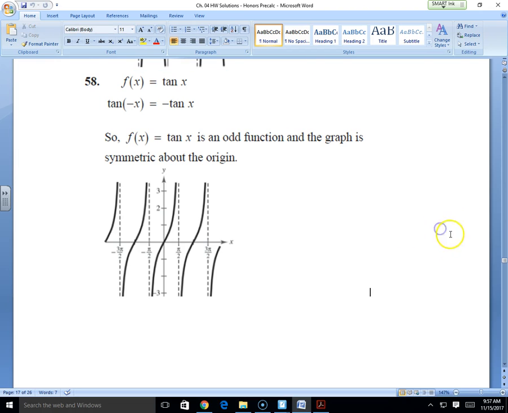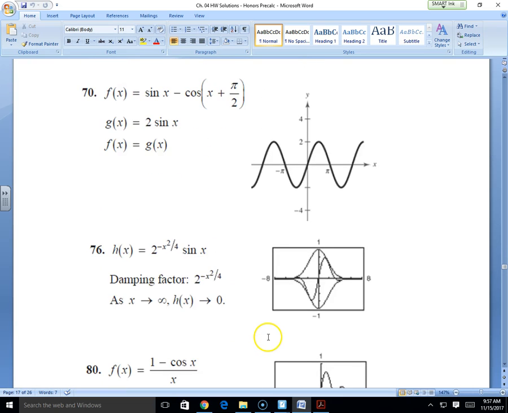58. They had you plug in and graph both of them. Long story short, it was the same exact graph because tangent is odd. Tangent is odd. Plug in a negative x, it flips the tangent. Tangent has origin symmetry. That's all that one was about. All right.